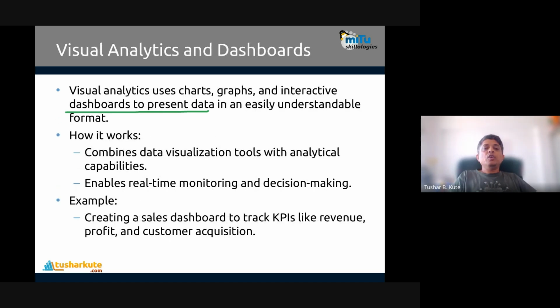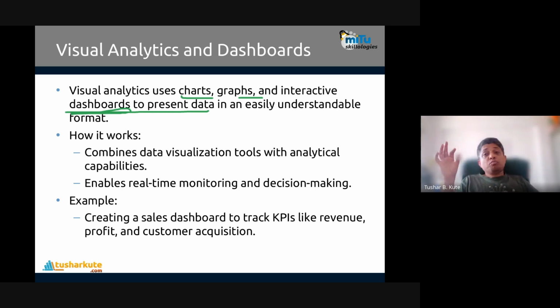And the next one is visual analytics. The visual analytics dashboard is very commonly used in all business intelligence activities. They use charts, graphs, and interactive dashboards. A dashboard means a location where everything can be seen at a single glance, in an easily understandable format. So how does it work? Whatever tools are available for BI, all of them have the ability to visualize the data at a time. So, visual analytics.